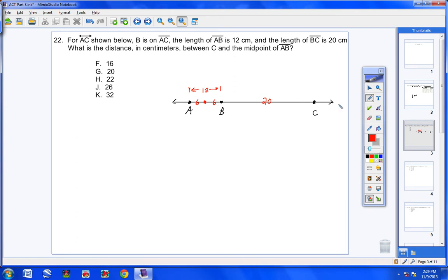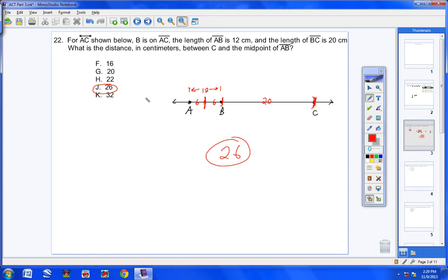6. So they want us to find the distance from C to the midpoint of AB, which is this point right here. That's the midpoint of AB. So the answer would be 26, right? From C to B, it's 20. And then from B to this point right here is 6 more, so 26. So the answer is J.